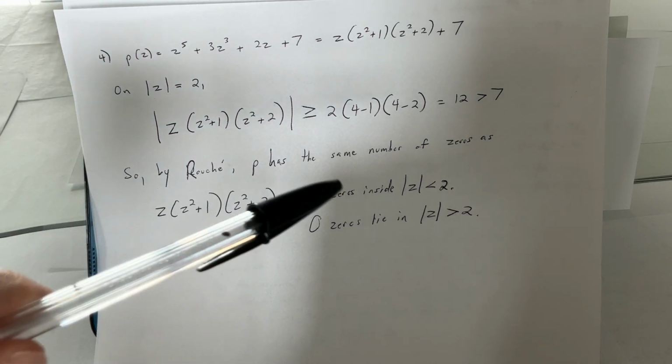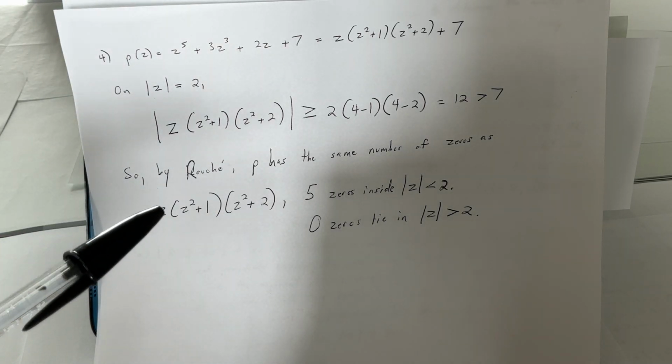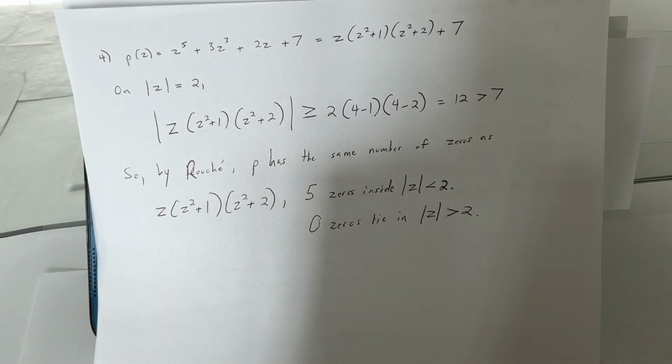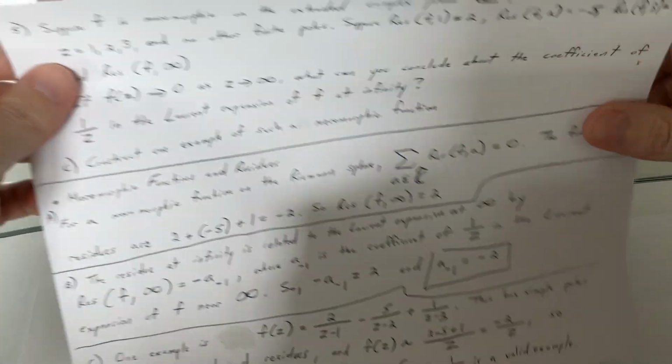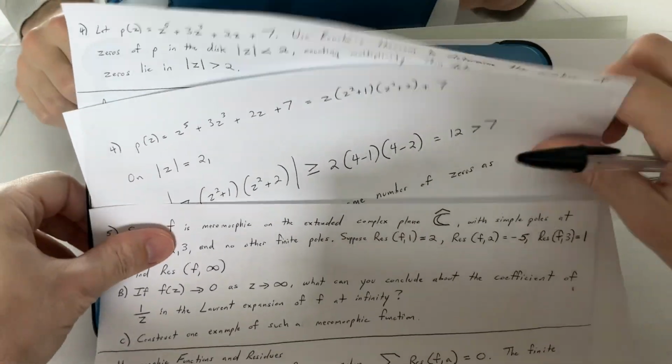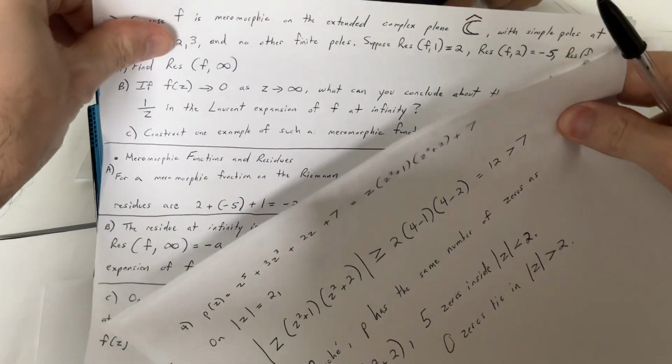So by Rouché, P has the same number of zeros as z times the quantity z squared plus 1 times the quantity z squared plus 2. So 5 zeros inside absolute value of z is less than 2, and 0 zeros lie in absolute value of z is greater than 2. Okay, so that is number 4. And now moving along to number 5. Let's see if this holds. Actually, let's just take these off. Put up number 5.